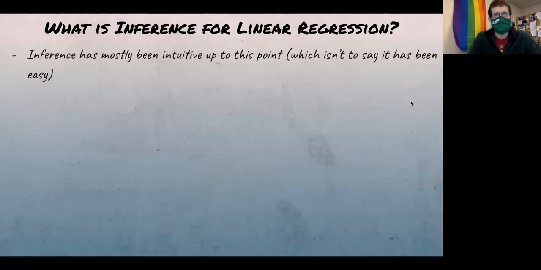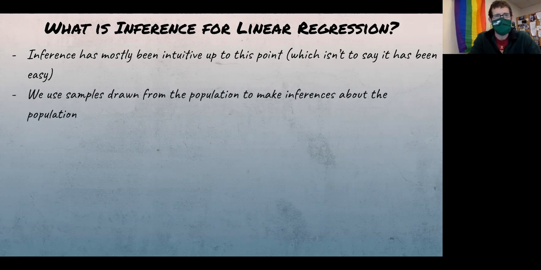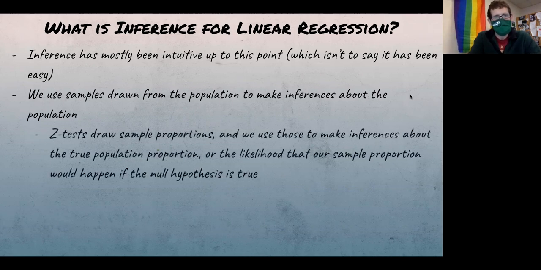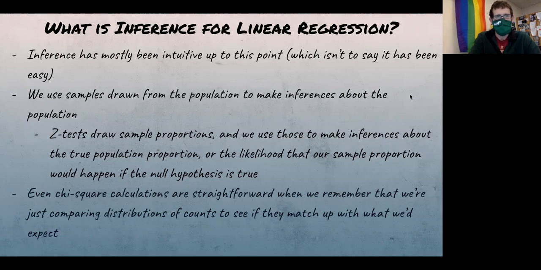What is inference for linear regression? Inference, I would argue, has been kind of intuitive up to this point. Which, again, to clarify, doesn't mean it's been easy, but we take a sample, and we say, based on the sample, what can we say about the population? Z-tests draw sample proportions. We use those to make inferences about population proportions. Even chi-square is fairly straightforward. If we remember, we're just comparing distributions to see if they match up with what we'd expect. It's pretty straightforward.